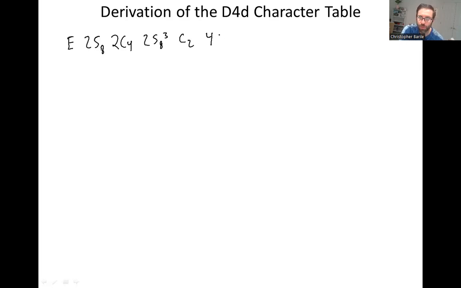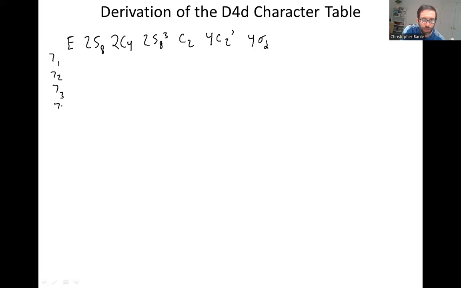And then we had those 4 perpendicular C2s, because this was a DnD point group, and in any Dn point group we have n perpendicular C2s. And then it was D4d, so we also had the 4 dihedral mirror planes. So we have 7 classes. That means we're going to have 7 irreducible representations.